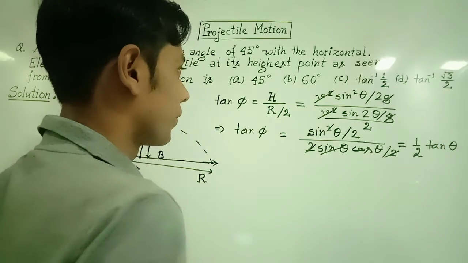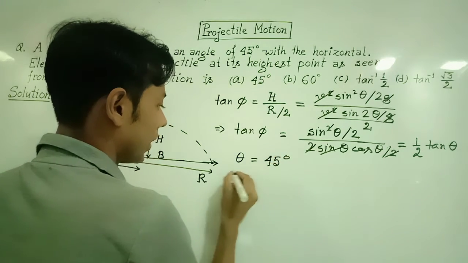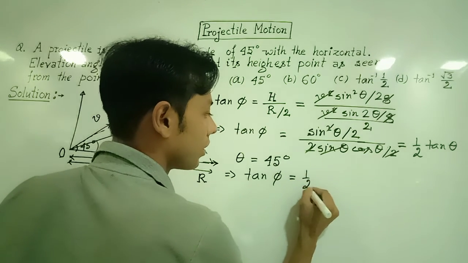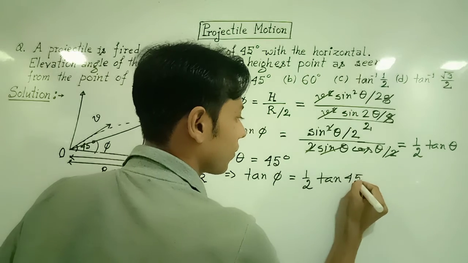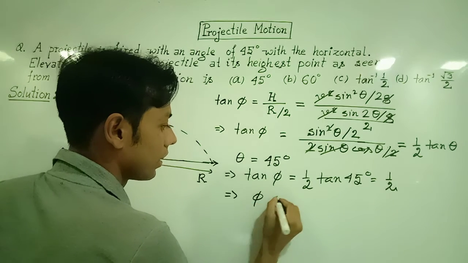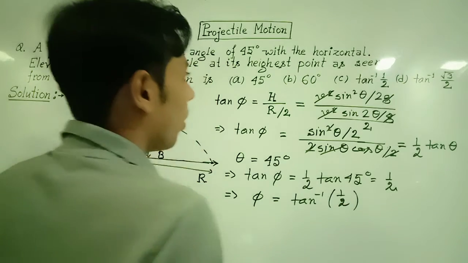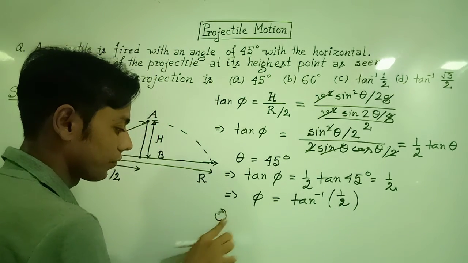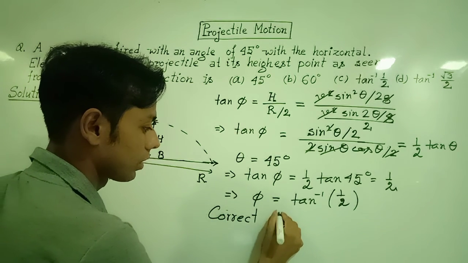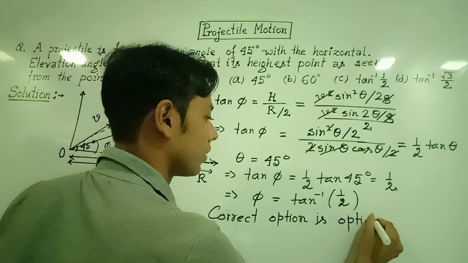Now as mentioned in the question, the value of theta is equal to 45 degrees. This is the angle of projection. Therefore we can write tan phi is equal to half tan 45 degree, equal to half, or we can write phi equal to tan inverse half, which is matching with our option C. Therefore we can write our correct option is option C.